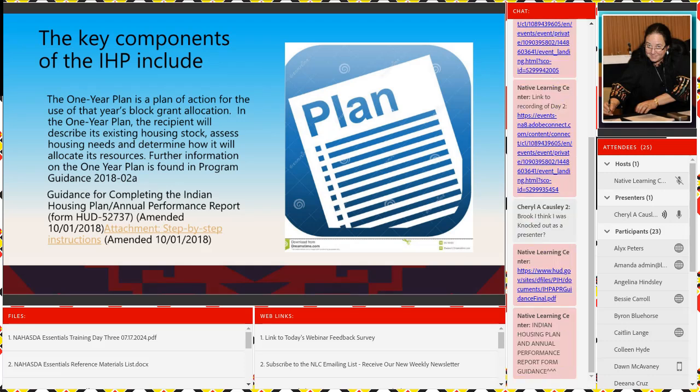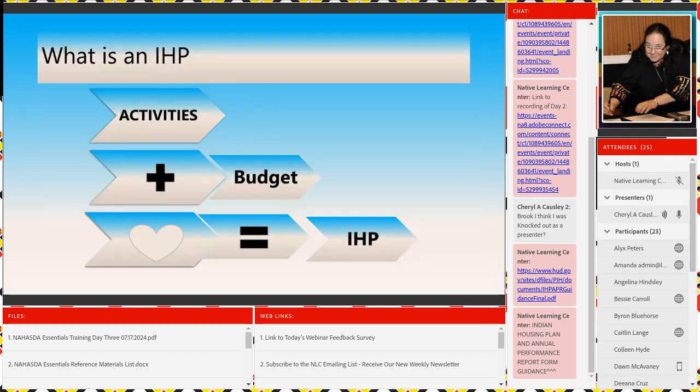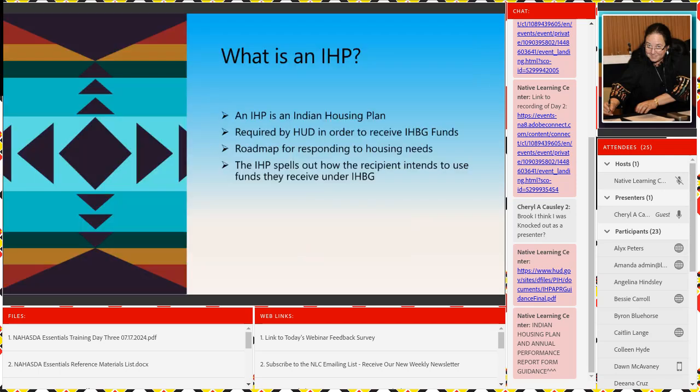allocation. You're going to describe your existing housing stock, assess your housing needs, determine how you're going to allocate your resources. And the guidance at that is 2018-02. And I am expecting basically this year for that to probably be rewritten because of the gems. So your IHP is your activities plus your budget equal your IHP. Hopefully they equal out. So it's an Indian housing plan.